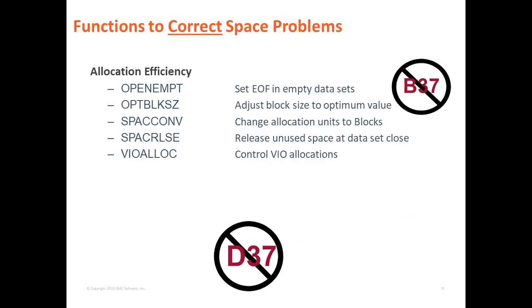Additional functions that assist in correcting out-of-space conditions are OPEN EMPT, OPT BLOCKSIZE, SPAC CONV, SPAC RLSE, and VIOALLOC. These functions are used to optimize the allocations by changing the allocation requests at allocation time. These functions are not invoked as part of intercepting an error condition, or even during the allocation process. These functions make hard changes at allocation invocation. An excellent example is SPAC RLSE.